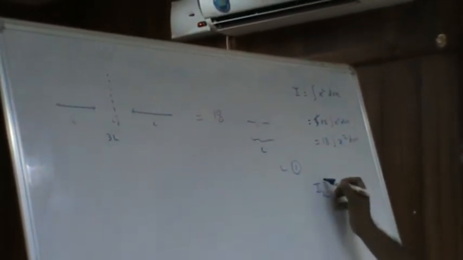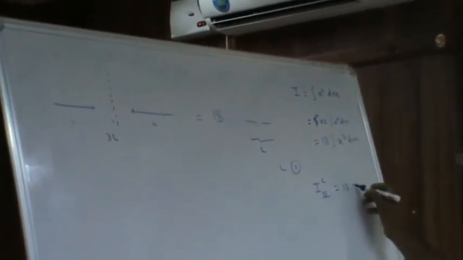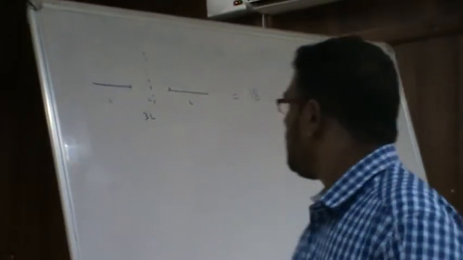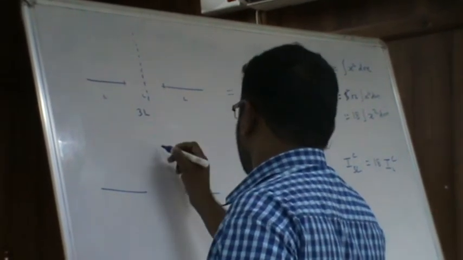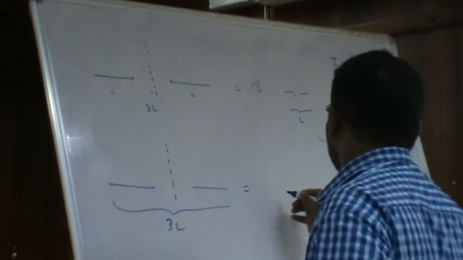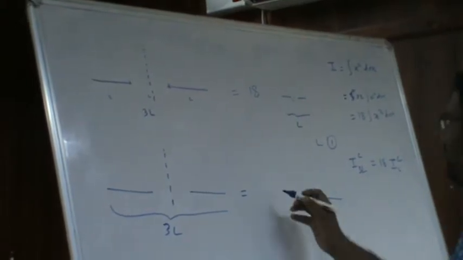That is, I can write it in this way also: I_3L at the center is equal to 18 times I_L at the center. The same thing you have to do at the ends. So this part you rewrite. This is 3L, which is equal to half of this. This we have to calculate.